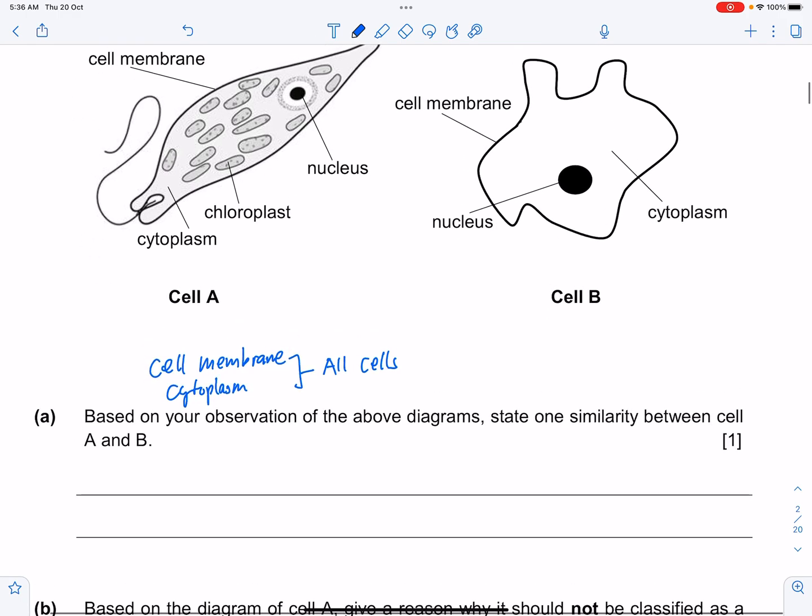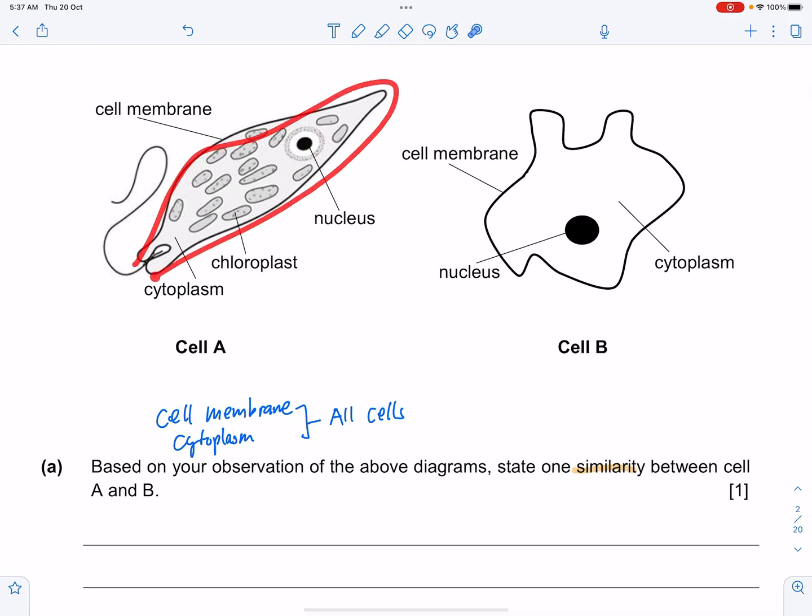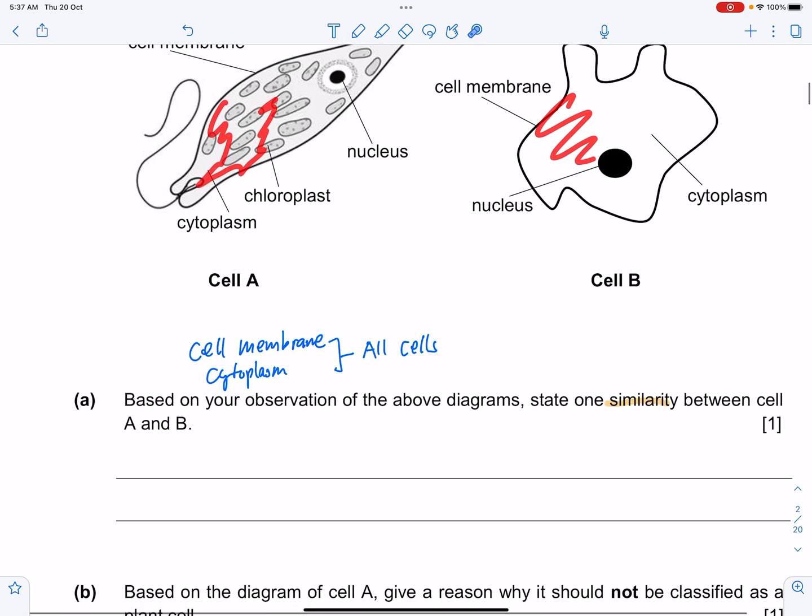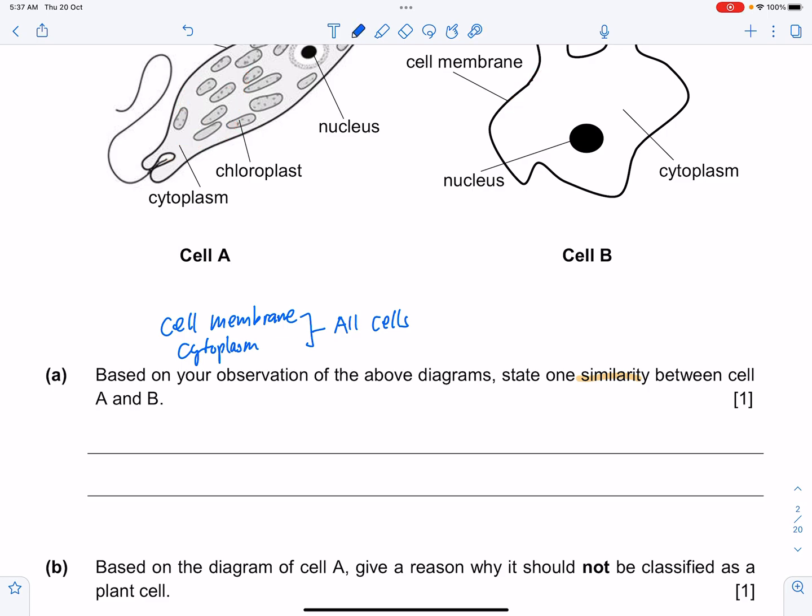Okay, now state one similarity. So there are a few things you can write. You can say that they both have a nucleus. You can say that they both have a cell membrane. You can also say that they both have cytoplasm. Up to you. So my pick for this would be: both cells A and B have a nucleus.